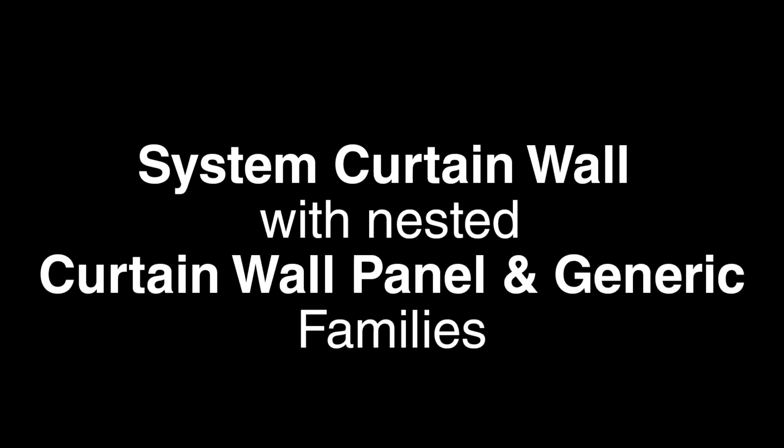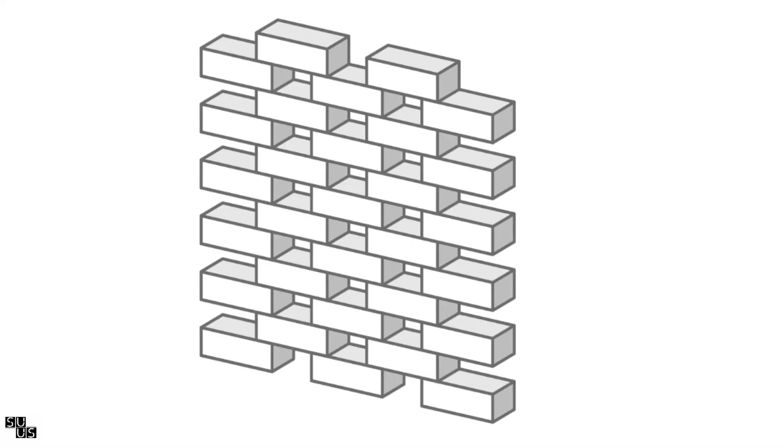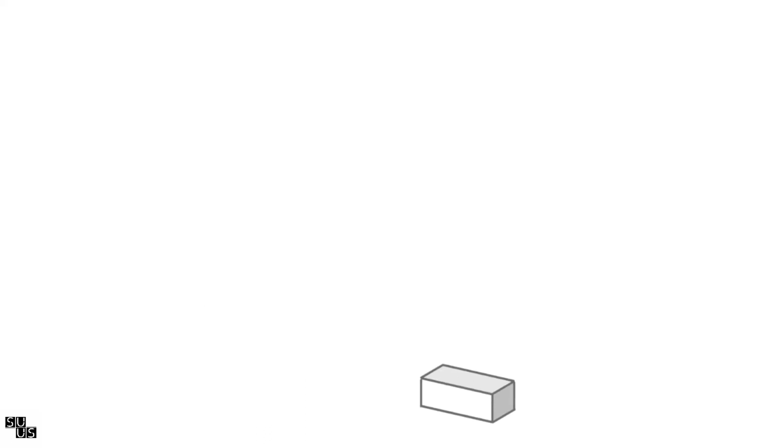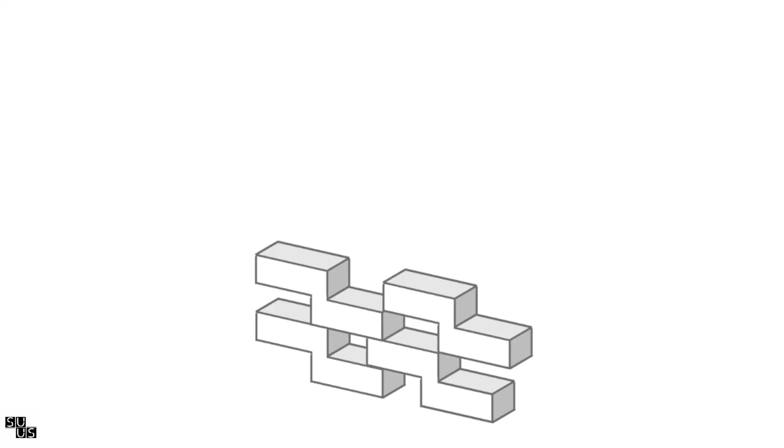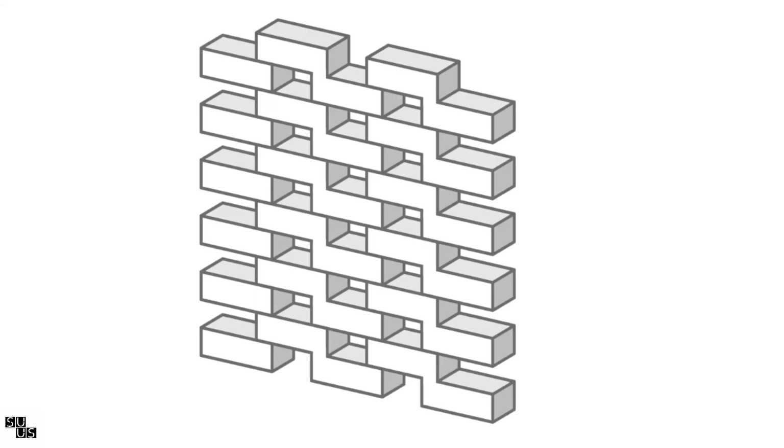Second method, system curtain wall with nested curtain wall panel and generic families. Back to diagram analysis. As the first method, I'll start with the single brick, but this time I'll copy it diagonally to create the second row. Then I'll repeat this basic shape multiple times horizontally and vertically to create the full pattern.